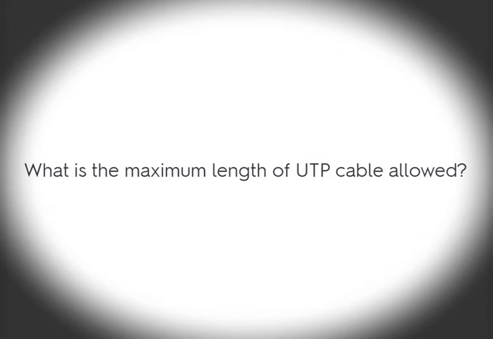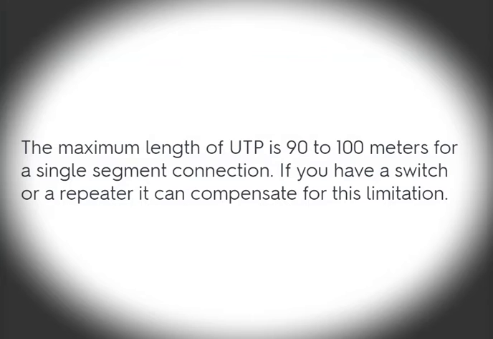What is the maximum length of UTP cable allowed? The maximum length of UTP is 90 to 100 meters for a single segment connection. If you have a switch or a repeater, it can compensate for this limitation.